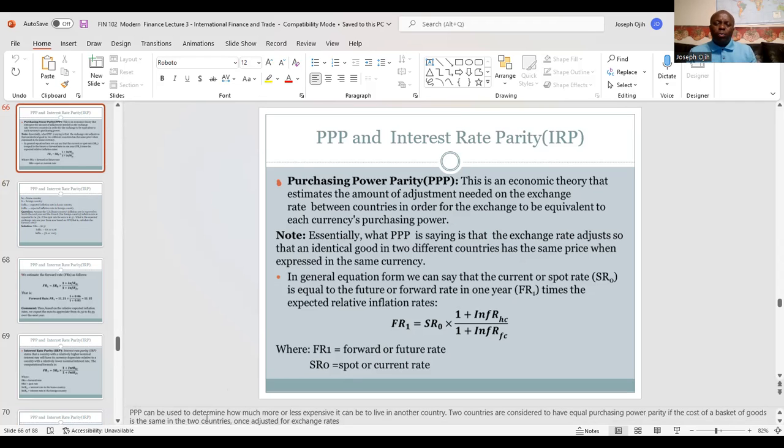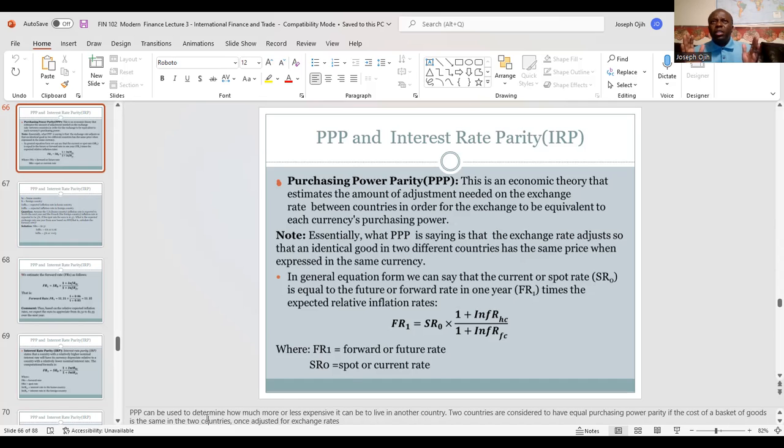So in other words, what purchasing power parity is saying is this. It is saying that the exchange rates adjust so that identical goods in the two different countries, let's say Britain and France, have the same price when expressed in the same currency. That is basically what it is saying.